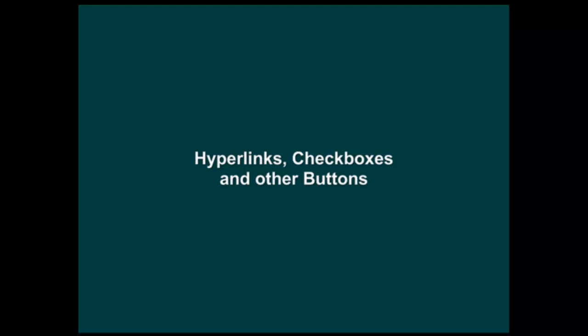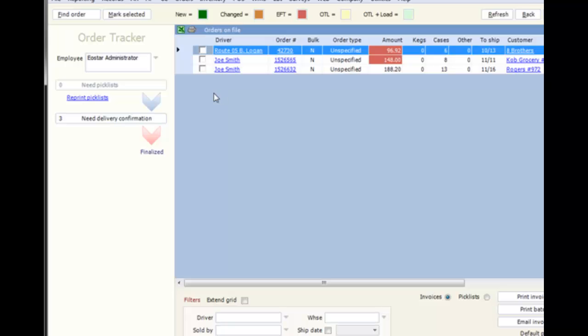Now let's take a look at hyperlinks, checkboxes, and other buttons you'll encounter while using eoStar. Hyperlinks generally refer to the blue underlined clickable text. In some cases, these will perform a function defined by the words in the link. The other hyperlinks you will see will bring you to a particular record or transaction.